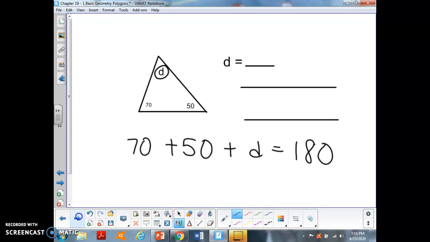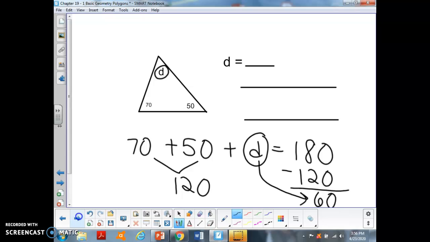So what we want to do is subtract 70 plus 50, whatever that number is. Well, if we add these two together, we get 120. 70 plus 50 is 120. So I'm going to subtract 120, and I get 60. That is what D is equal to, because that third measurement should be a number that adds up to 180. So I can check 70 plus 50 plus 60 will get me 180.